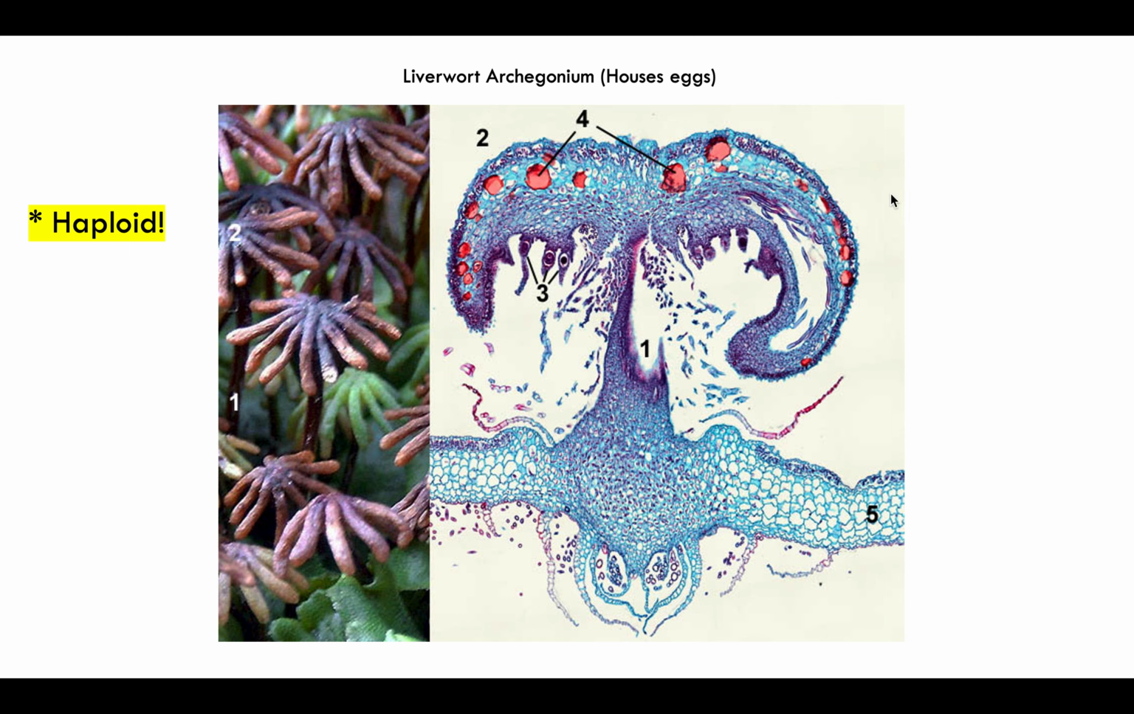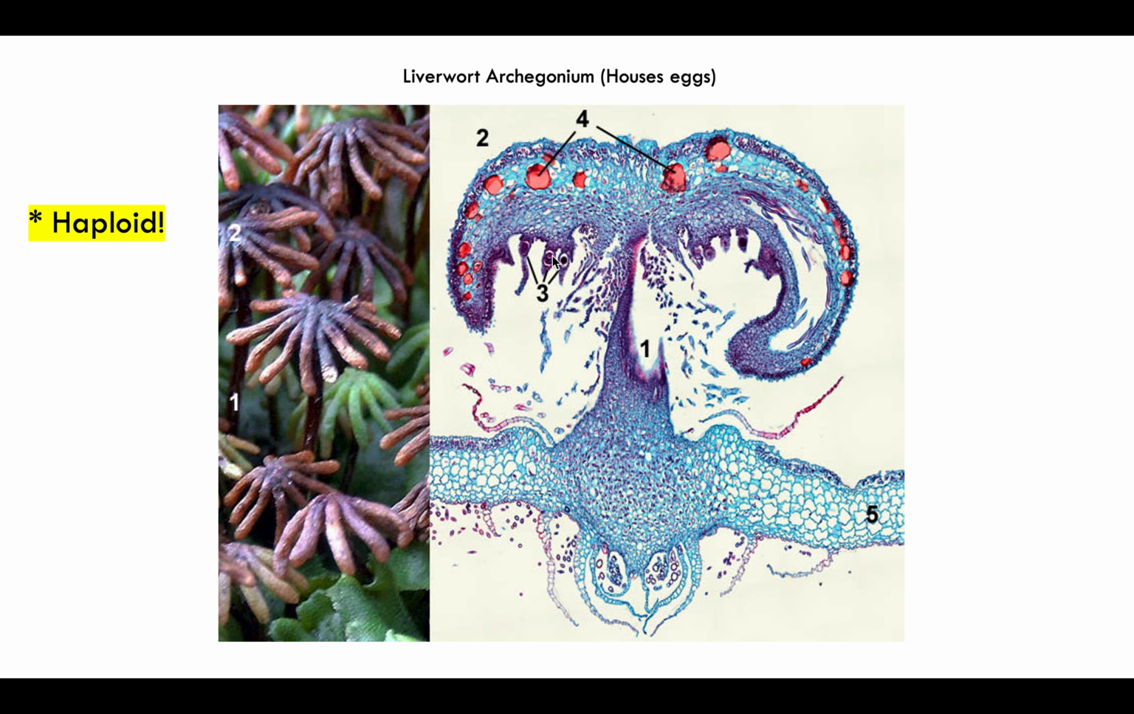So this is more of a mushroom shape. This is what the archegonia looks like, cross section under the microscope. Those are the egg cells down here. Ignore number 4 and 2 and 5. Ignore those. Ignore 1. You just need to label that these are the egg cells right under here.